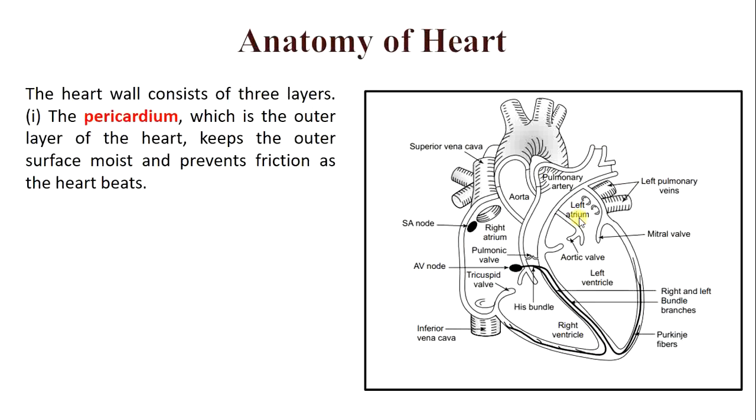The heart wall consists of 3 layers basically. The first layer is pericardium, which is the outer layer of the heart. It keeps the outer surface moist and prevents friction as the heart beats.